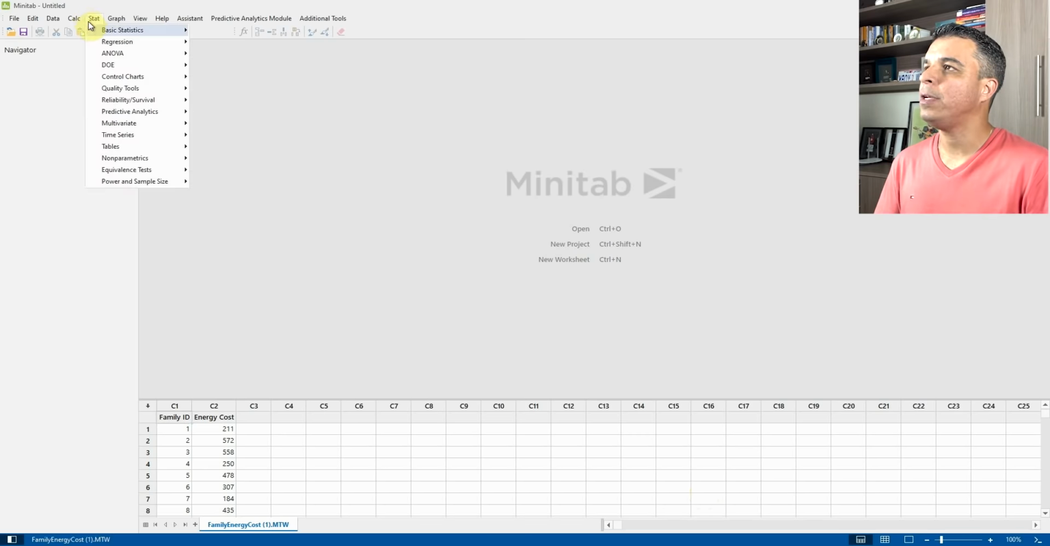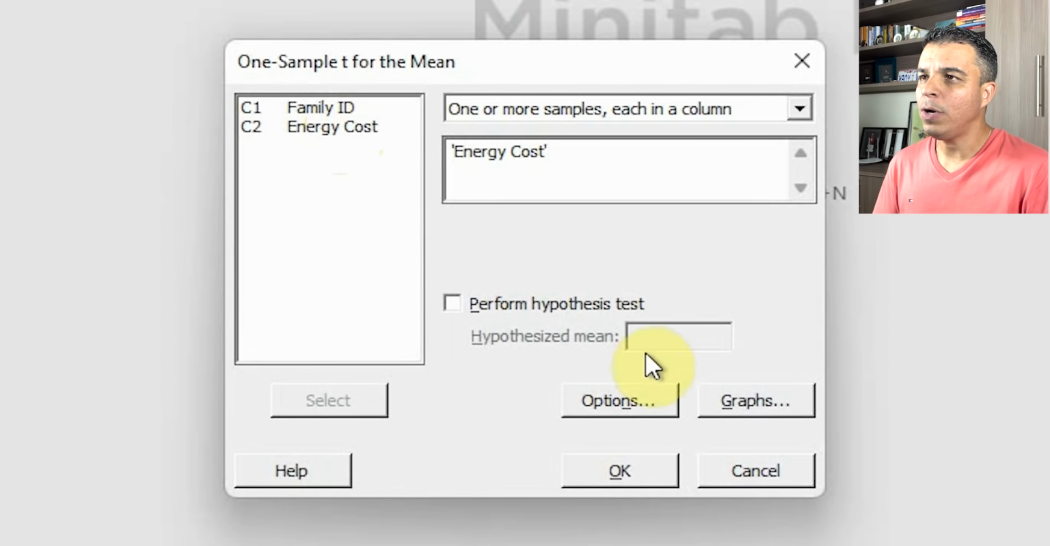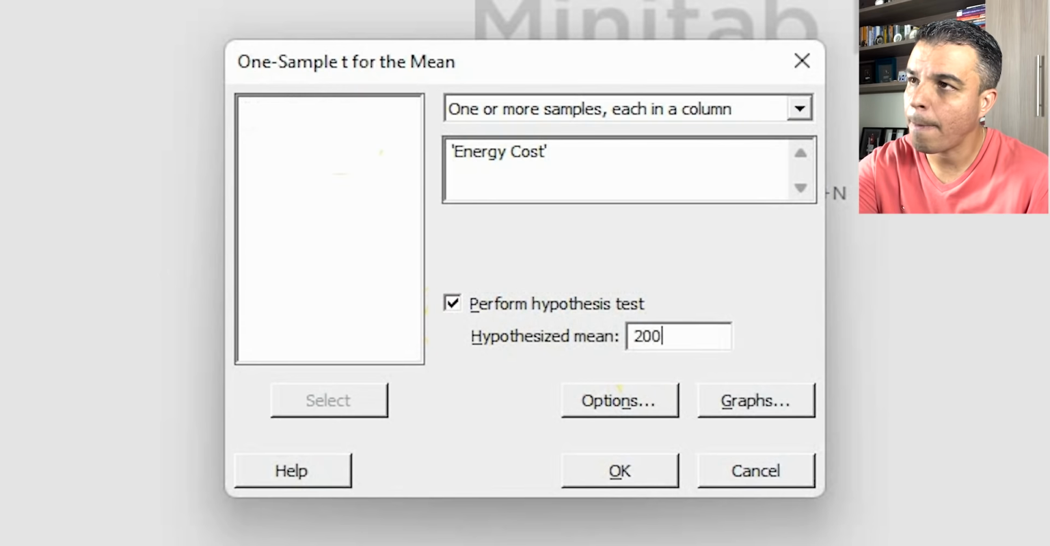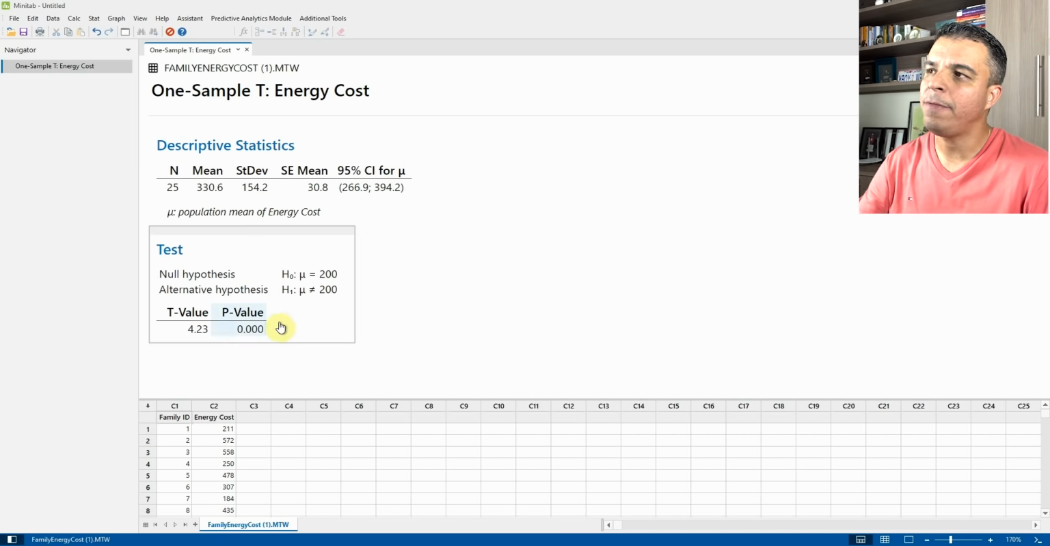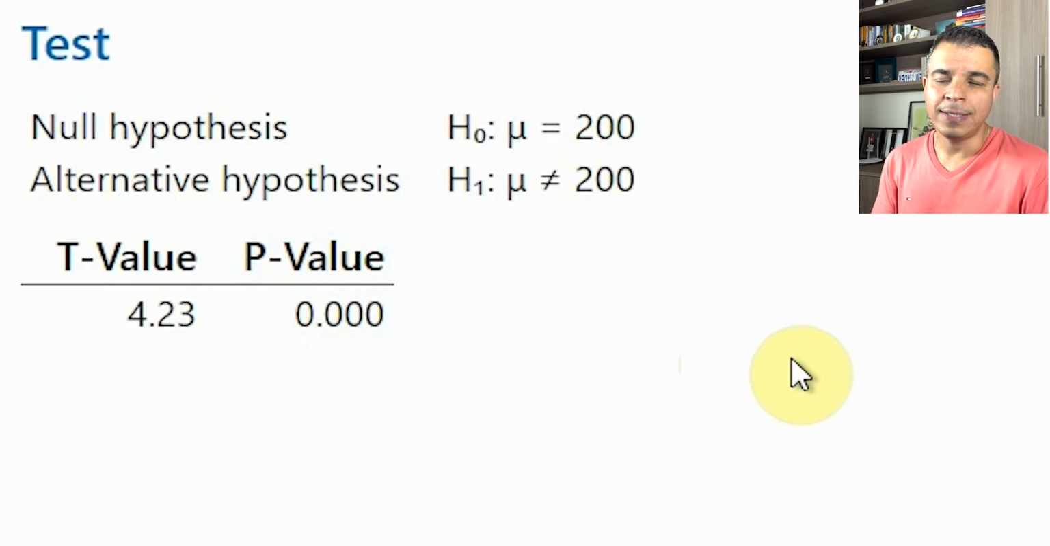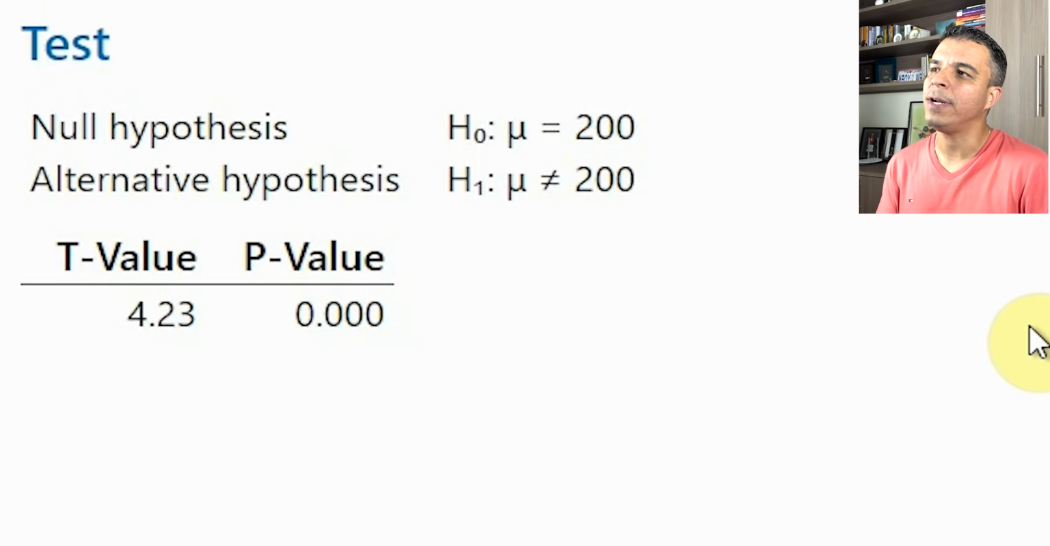So I would just come here, basic statistics, one sample t, then energy cost, and here 200. So I see that p-value is less than 0.05. Yeah, so I have a strong argument, evidence to reject the null hypothesis. So I can argue that the population mean is different from 200, yes?